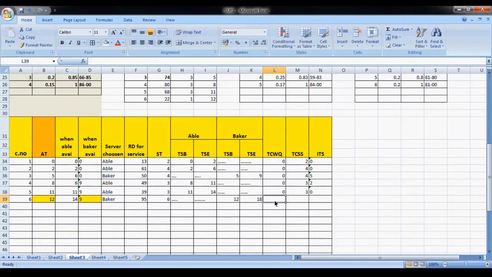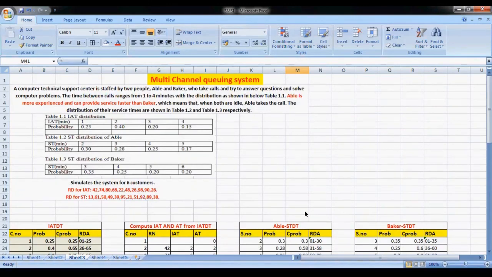Time customer waits in the queue: the customer is coming at 12 and the server is free at 9. It means the customer is not waiting, but the server is waiting for the customer to come. How many minutes? 12 minus 9, that is 3 minutes the server was free. Here the customer is not waiting. Time customer spent in the system is time service end, 18, minus arrival time, 12. So the time customer spent in the system is 6. This is an Able Baker problem, or what we call a multi-channel queuing system problem.